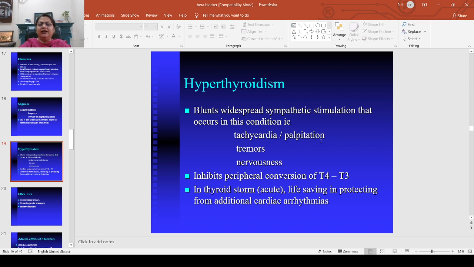In hyperthyroidism, beta blockers blunt the widespread sympathetic stimulation that occurs in this condition, that is tachycardia, palpitation, tremors, nervousness. In addition, they blunt the peripheral conversion of T4 to T3 also. In thyroid storm, the acute condition, it is life-saving in protecting from additional production of cardiac arrhythmias. The arrhythmias are blunted.